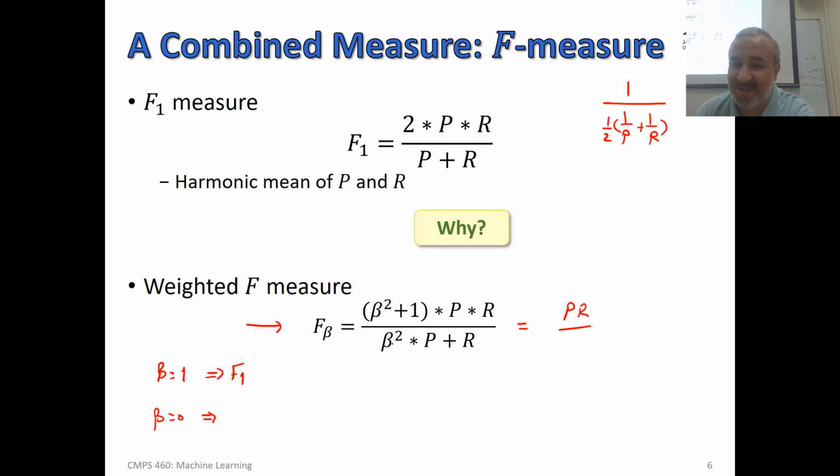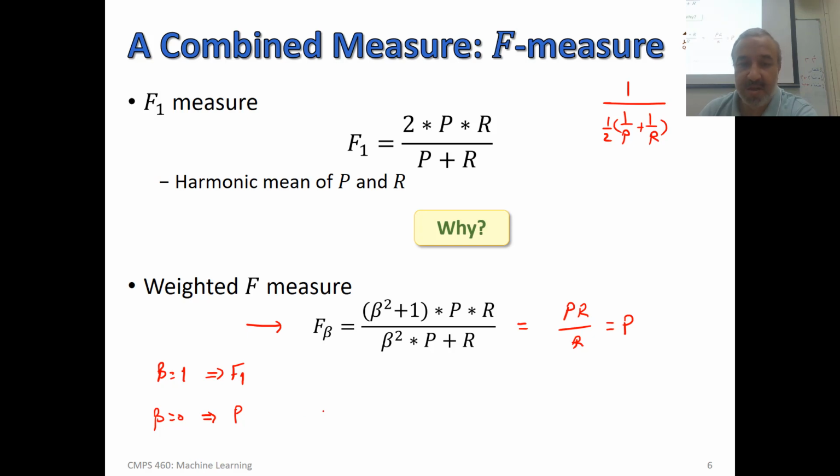Beta is 0, so this will be cancelled. R. So it will be very good. It will be only precision. Okay, so we get here just precision.